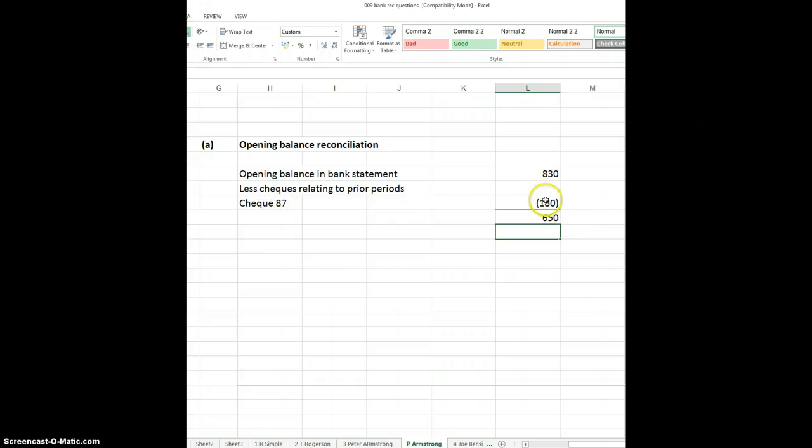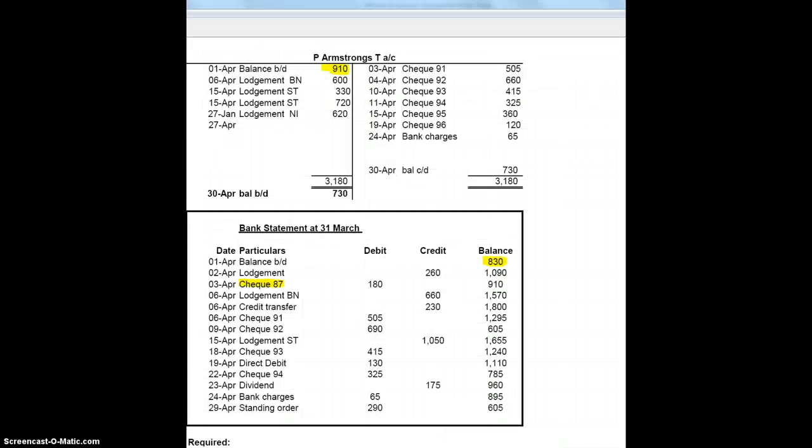And it's just taken away, and we're left with 650. So really, the opening balance was 830, but there's a check that related to previous months, so that should be taken away to bring the opening balance up to date. So really 650. Now, if there were other earlier checks, they get taken away here, but there are no other checks before 91. So check 87 is the only one that's there.